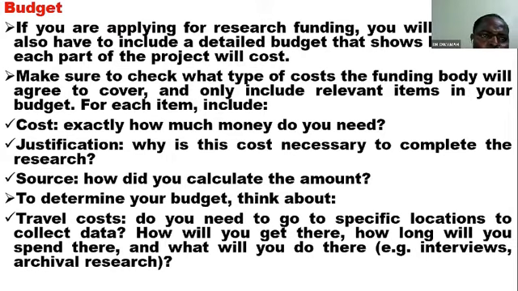Now, budget. If you are applying for research funding, you probably also have to include a detailed budget that shows how much each part of the project will cost. Make sure to check what type of costs the funding body will agree to cover, and only include relevant items in your budget. For each item, include cost. Exactly how much money do you need? You have to state it, and it has to conform with the available budget of the funding body.